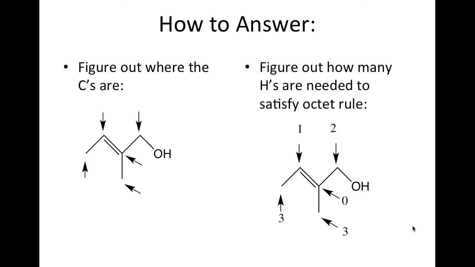The central carbon is participating in 4 bonds already. It's got a double bond and it's got 2 single bonds. That's 4 bonds or 8 electrons, so there would be 0 hydrogens attached to that carbon. The next carbon, the one that's participating in a bond with the OH, is going to have 2 hydrogens.